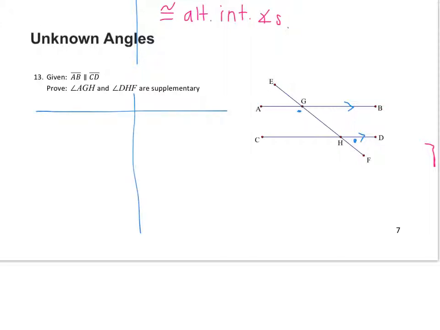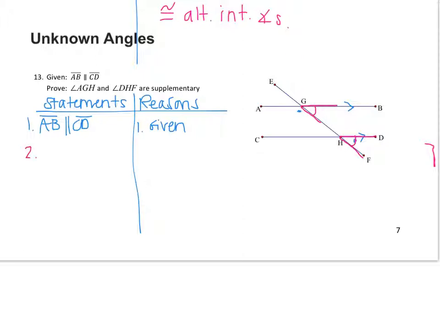But first let's start with our T-chart again. Remember again, statements on the left, reasons on the right. Start with your given. AB is parallel to CD. And now we're looking at this proof to see what we can find next. If I'm looking here in this picture, I notice that angle DHF corresponds with angle BGH. So I'm going to mark that and then I'm going to state it in my proof. Angle DHF is congruent to angle BGH.